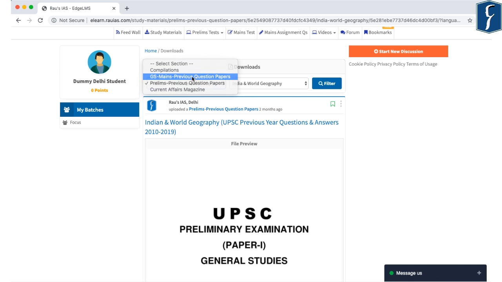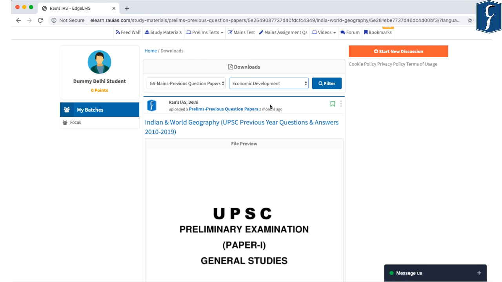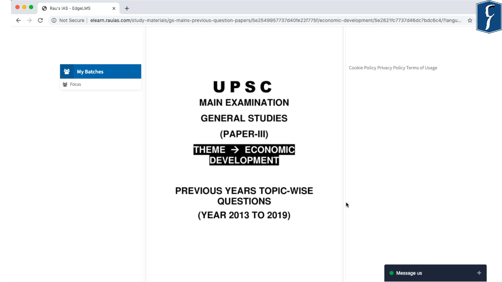Similarly, this section also provides you with GS mains previous year's papers. What you can do is to choose your own subject. Suppose I choose economic development and filter out the subject. Then we see that previous year's topic-wise questions have been provided from the year 2013 to 2019.